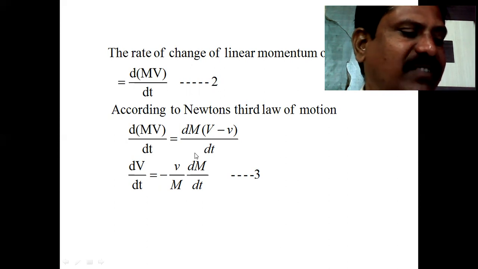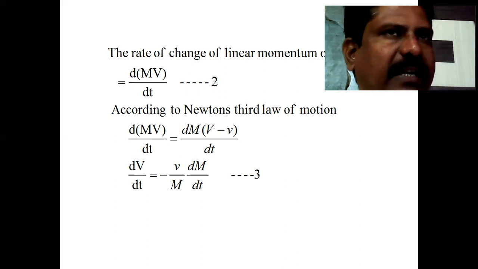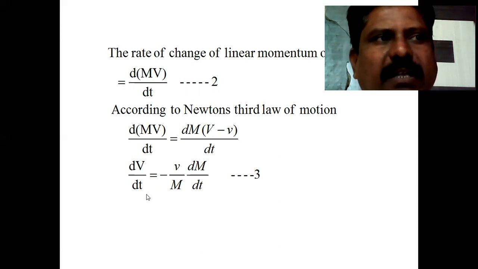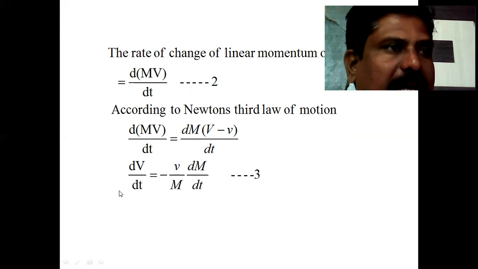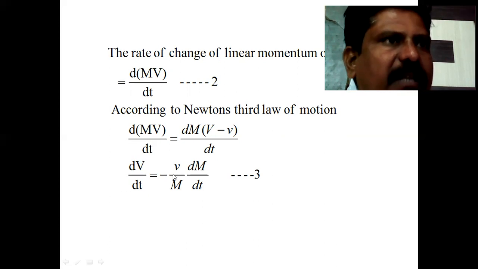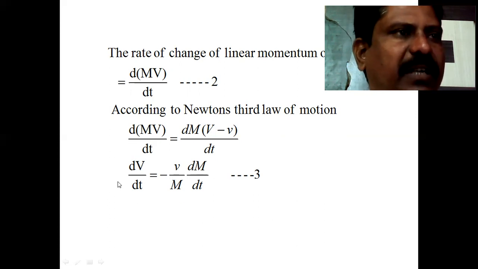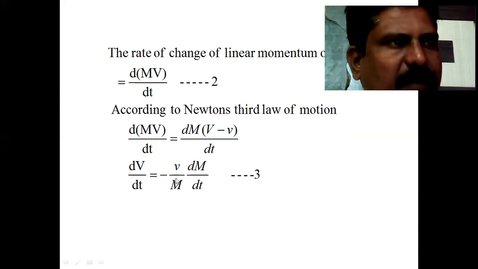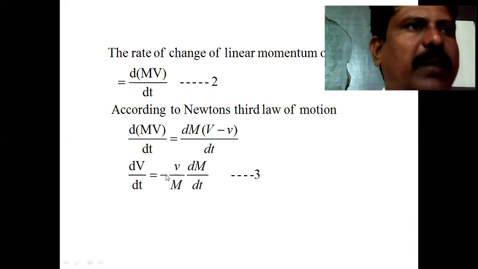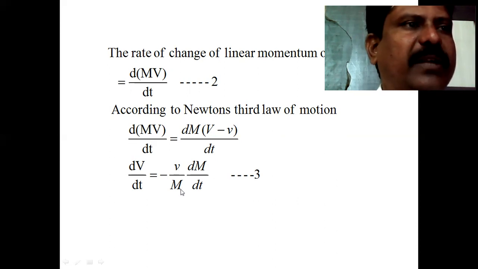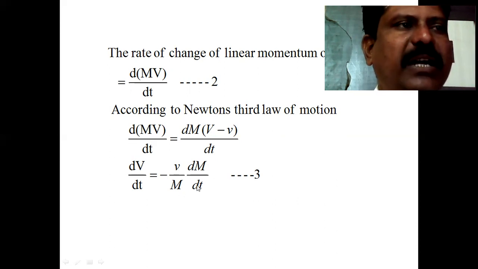Which one gets cancelled here? So v into dm by dt on the left-hand side, and on the right-hand side it gets cancelled. That's why you are getting capital M into dv by dt equals minus small v into dm by dt. Then you make it a cross multiplication. That's why you are getting dv by dt equals minus of v divided by capital M into dm by dt.